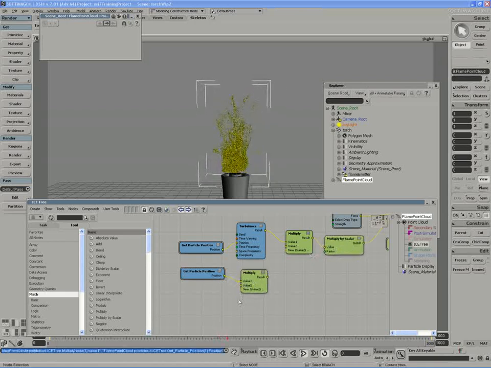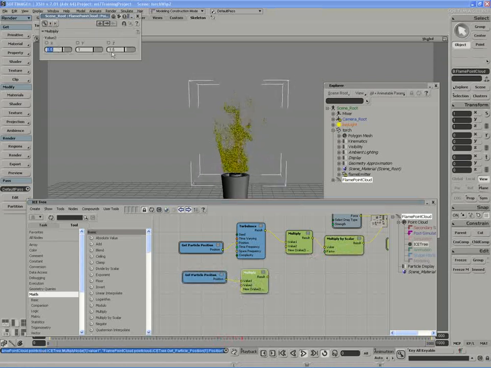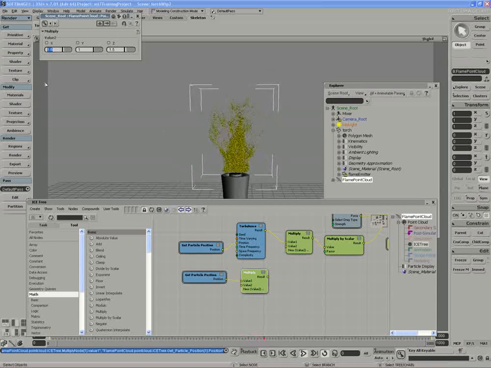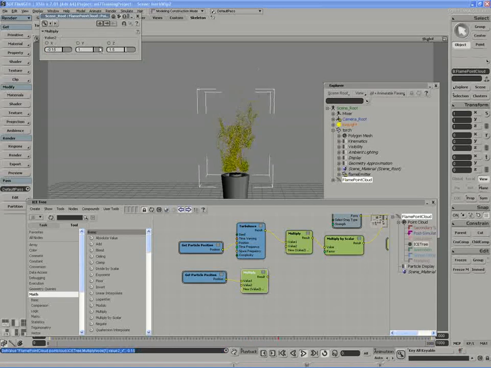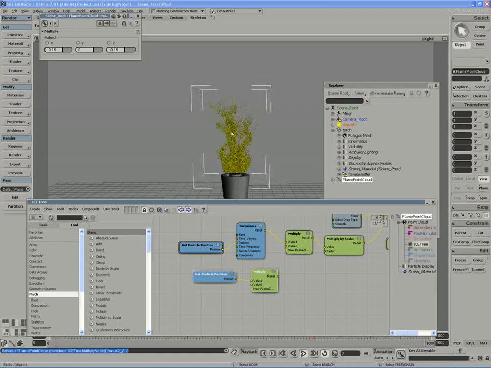If I plug the particle position into a multiply and specify the x and z values as negative, not by much. If we move them too much, the particles are just going to shoot way off onto the opposite side of the screen. If we just move them by a small amount, without affecting our y-axis at all, we can move the particles this way and then multiply them over their age so that as they get older, they move less and less horizontally and back and forth.